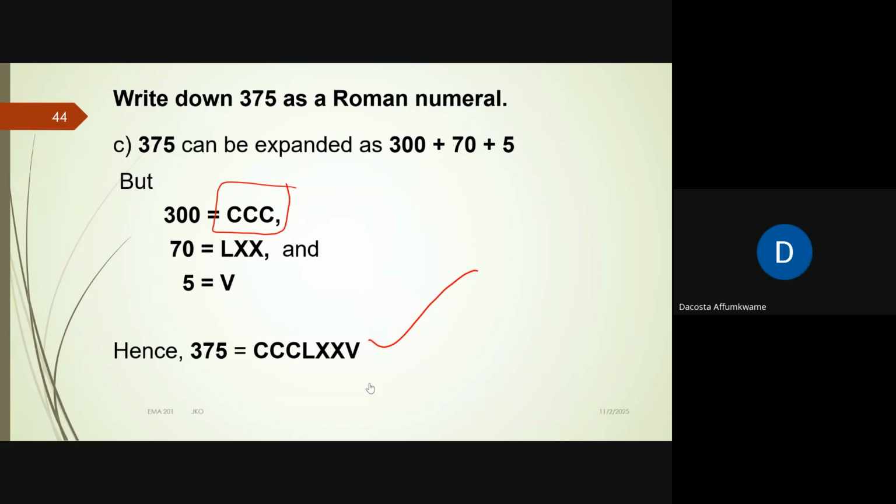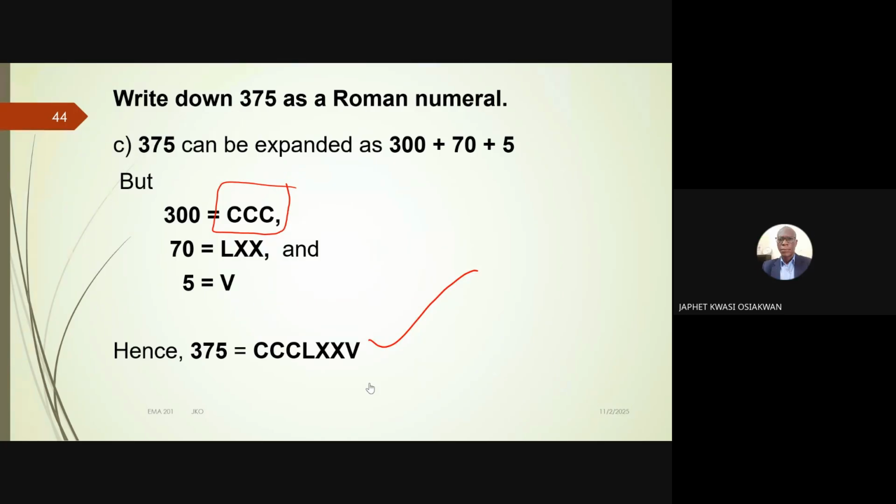So question. Da Costa, who is asking a question? Sir Daniel. Sir, how many times can you repeat a symbol in the Roman numerals? Three times. Okay, thank you very much. So no more than 3. You cannot repeat one symbol more than 3 times. Okay, sir. Okay, thank you.